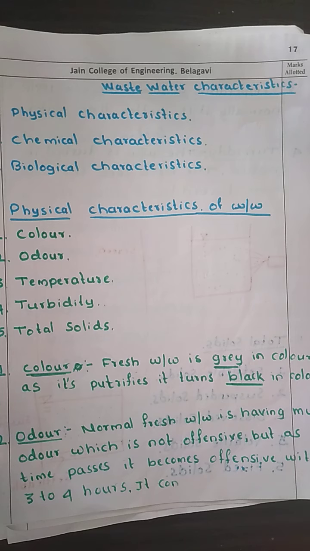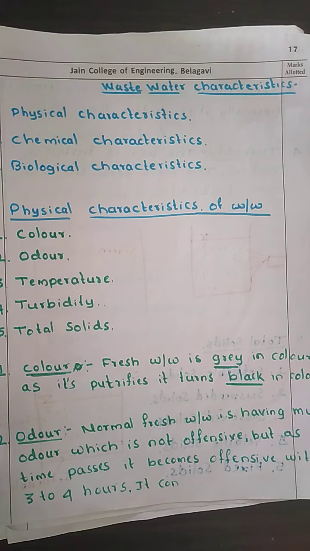Now you know how pure water should be, and in the first class of this semester I distinguished what is water and what is wastewater. I have differentiated between the water and the wastewater. Now we are going to concentrate our study on the different physical characteristics of wastewater. Okay, what are the different physical characteristics of wastewater?